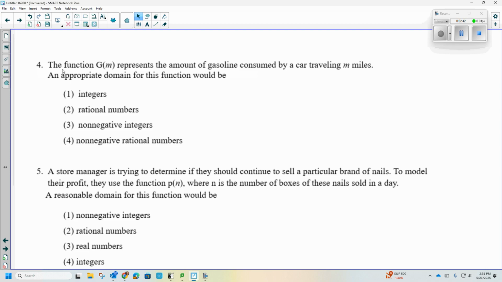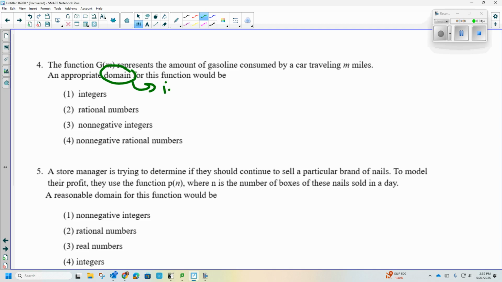All right, numbers 4 and 5 are similar, and this is where we're going to talk about those sets of numbers that I introduced earlier. 4, the function g of m represents the amount of gasoline consumed by a car traveling m miles. An appropriate domain for this function would be. All right, and here we see this word domain. A lot of times I say x values.